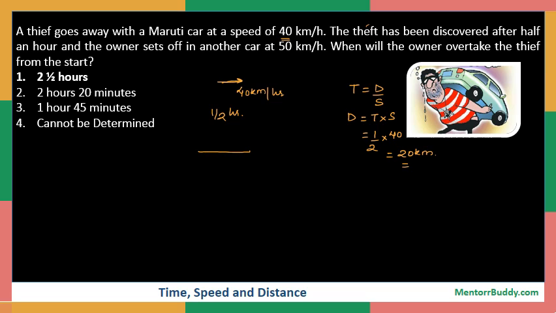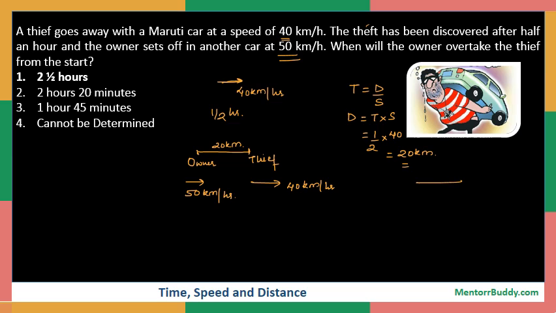So for example, this is what the current situation is. Here is the owner and here is the thief, that is after or at a distance of 20 kilometers. Now thief is constantly running with a speed of 40 kilometer per hour. Now what happens? The owner sets off in another car at 50 kilometer per hour, obviously in the same direction, so that he can chase the thief. Now the question is, when will the owner overtake the thief from the start?